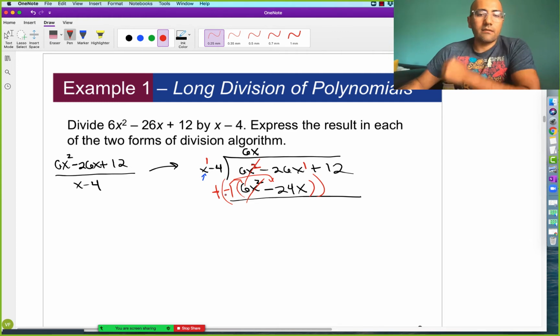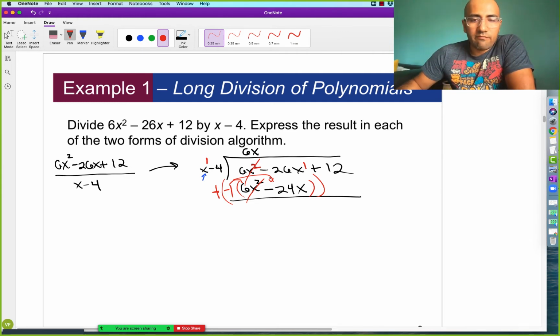But I think it takes away some of the confusion that happens in these kinds of cases, right? Because if I just said minus 26 subtract negative 24, that kind of confuses people. So that's why we distribute a minus and then add down. Distributing a minus, I get a plus 24, and then when I add them down, I get a minus 2. Minus 2x. Bring down the next term, which is 12.